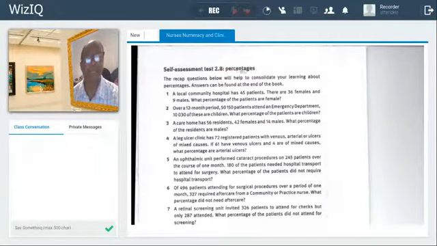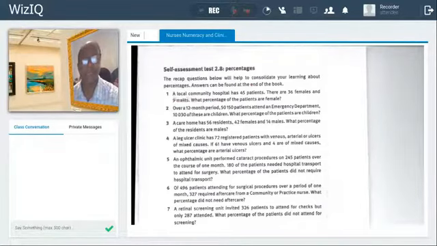Okay, so the title is percentages. It says the recap questions below will help to consolidate your learning about percentages. Okay, and you can double check the answers at the end of the book. Okay, so that's fine. So you need to have that book in order to check these answers. Okay, let's look at question number 1.